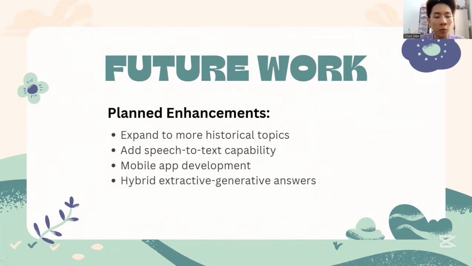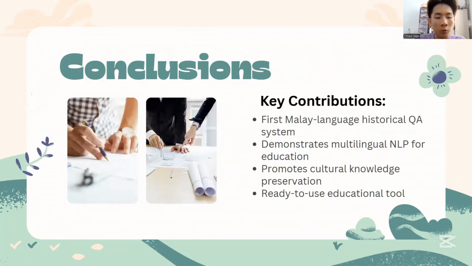For future enhancements, we plan on expanding to more topics, adding speech-to-text, and mobile development. In conclusion, we have created the first Malay-language historical QA system, demonstrating that multilingual NLP can preserve cultural knowledge and support education. This tool is ready for classroom use. That's all for my presentation, and I will pass to the next presenter, Yang, to continue with the demonstration.